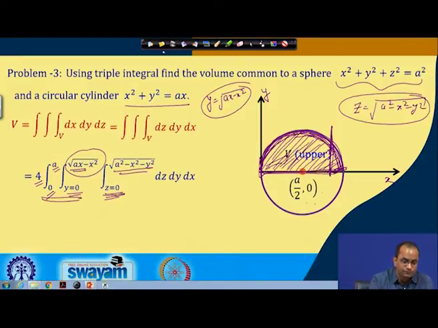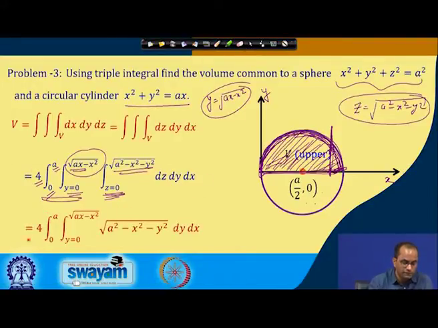So, now we need to just do the evaluation for this integral, and we can do the inner one first with respect to z. So, that will be z and then the upper limit, square root of a square minus x square minus y square, dy dx, and now this is the double integral which we are well familiar with. So, we can easily evaluate this integral.